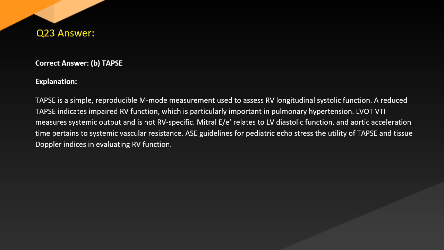LVOT VTI measures systemic output and is not RV specific. Mitral E relates to LV diastolic function, and aortic acceleration time pertains to systemic vascular resistance. ASE guidelines for pediatric echoes stress the utility of TAPSE and tissue Doppler indices in evaluating RV function.